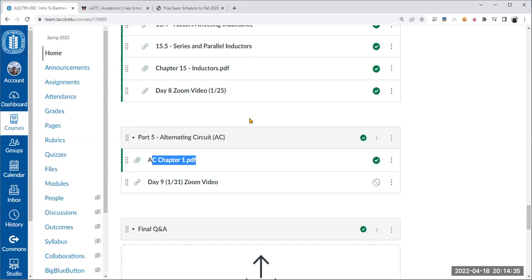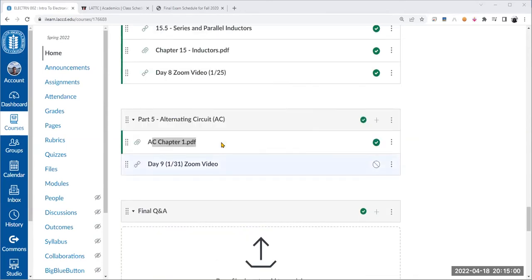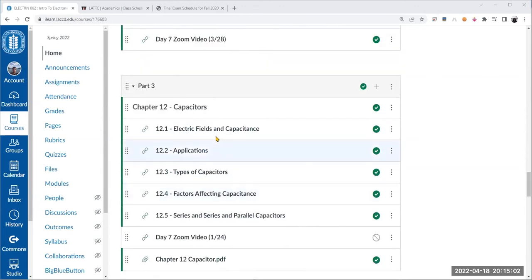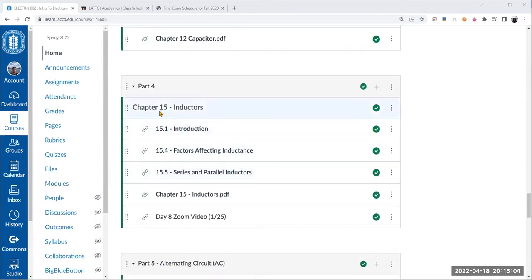We have over a month from now. But this is the plan for the remaining things, exams and final exams. Any questions? So next Monday, we cover chapter 13. That's the inductor chapter. Oh, sorry, chapter 15.